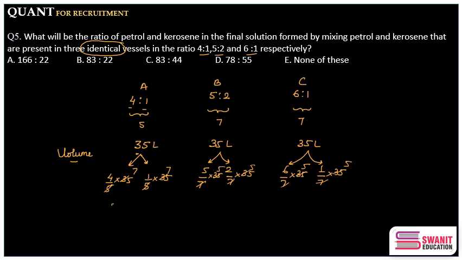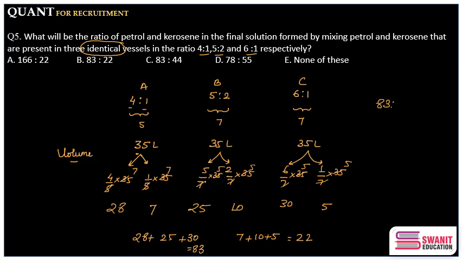So petrol here would be 28, kerosene would be 7. Petrol here would be 25, kerosene would be 10. Petrol here would be 30 liters and kerosene would be 5 liters. So what is the quantity of petrol? 28 plus 25 plus 30, whereas quantity of kerosene is 7 plus 10 plus 5. So I would be getting 83 as the total of petrol and 22 as the total of kerosene. So what is the ratio? It should be 83:22, and that's option number B.